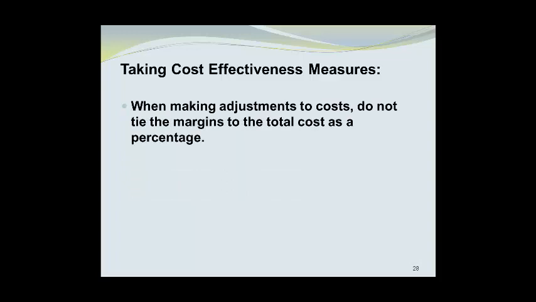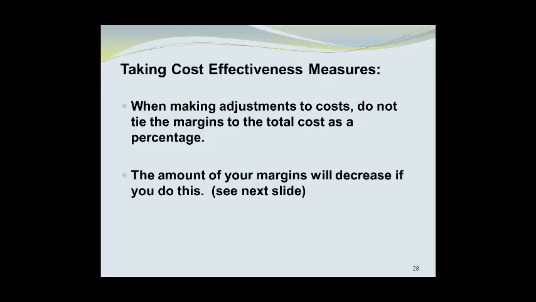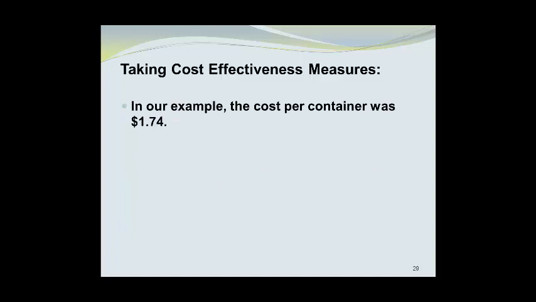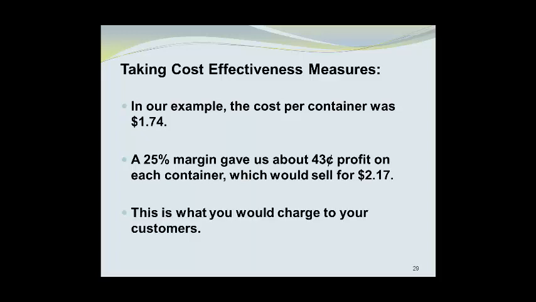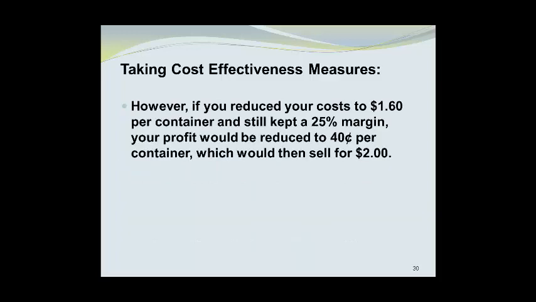When making adjustments to costs, do not tie the margins to the total cost as a percentage. The amount of your margin will decrease if you do that. So keep your margins at the same amount in terms of its dollar value. In our example, the cost per container was $1.74. Originally, we assigned a 25% margin that gave us about 43 cents profit on each container, which would then sell for $2.17. This is what you would charge to your customers.